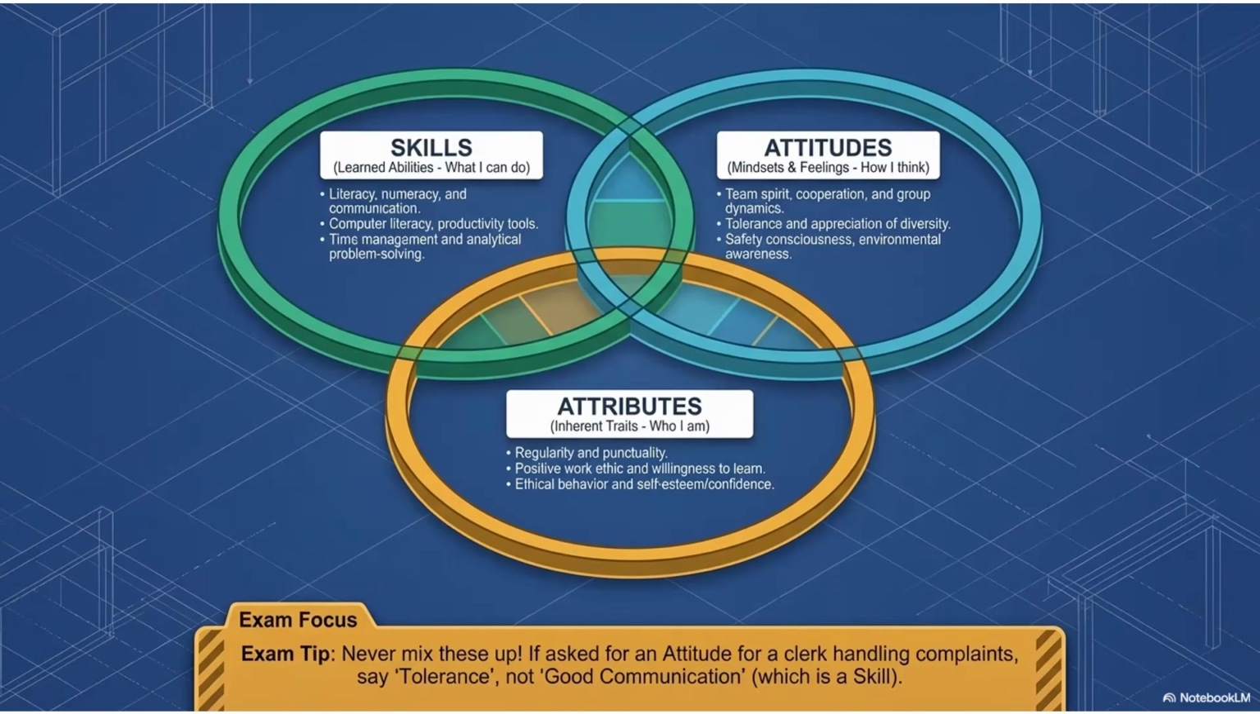And our attributes look at your traits, who you are. Do you have a positive work ethic? Are you willing to learn? Are you a punctual person? Do you come to work regularly? Are you ethical? Are you confident? These are the types of people that should be in an office, right? Try not to mix it up. Try not to mix up skills, attitudes, and attributes.